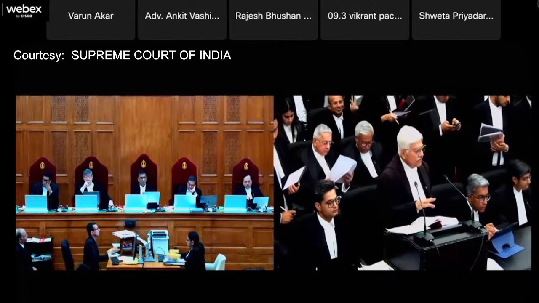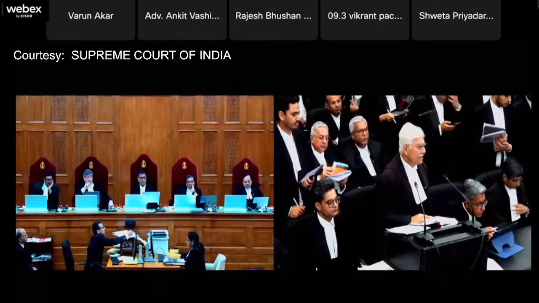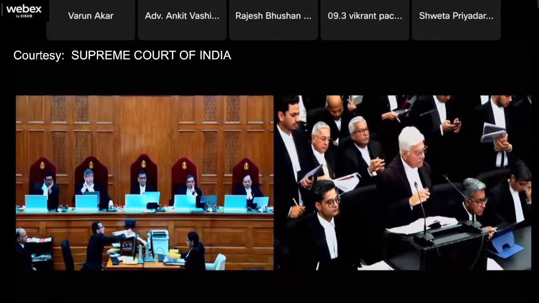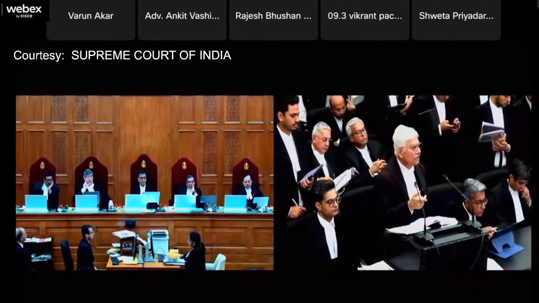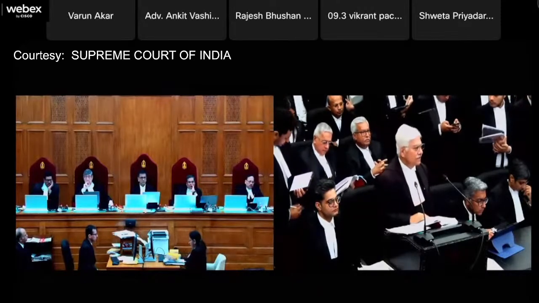That's the situation with regard to sovereignty. It's not that Kashmir lost all sovereignty merely because it acceded. And neither would inclusion in Article 1 and the Schedule result in loss of internal sovereignty.